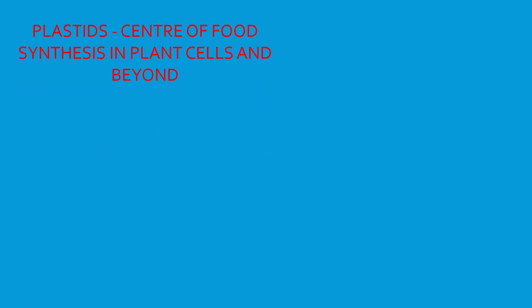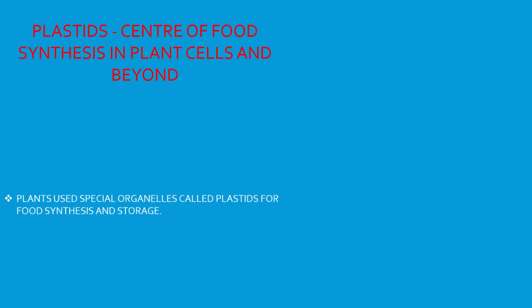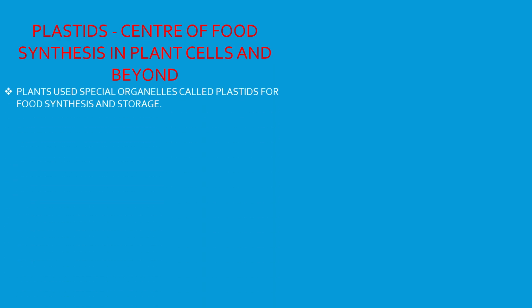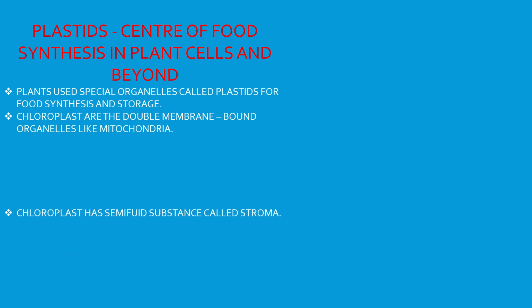Plastids, center of food synthesis in plant cells and beyond. Plants use special organelles called plastids for food synthesis and storage. Now, the most common plastid is the chloroplast in the plant cell. Chloroplasts are double membrane-bound organelles like mitochondria.